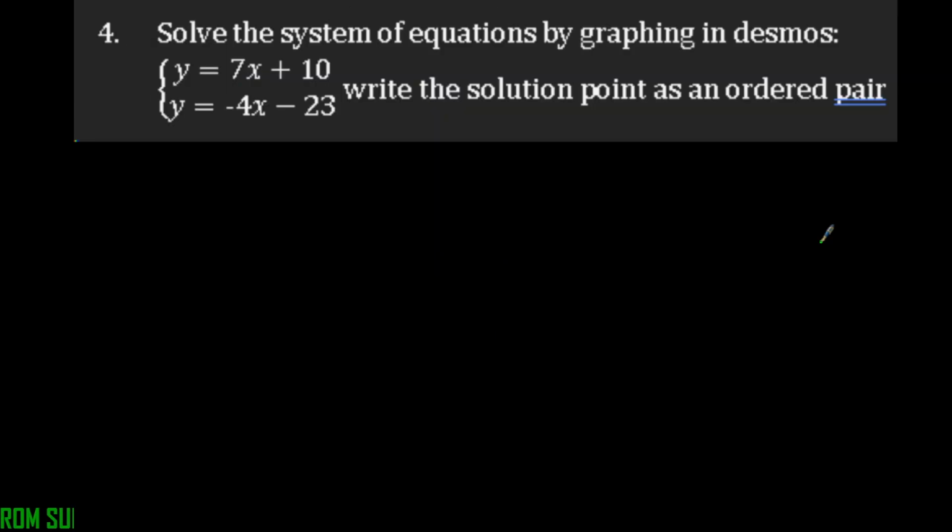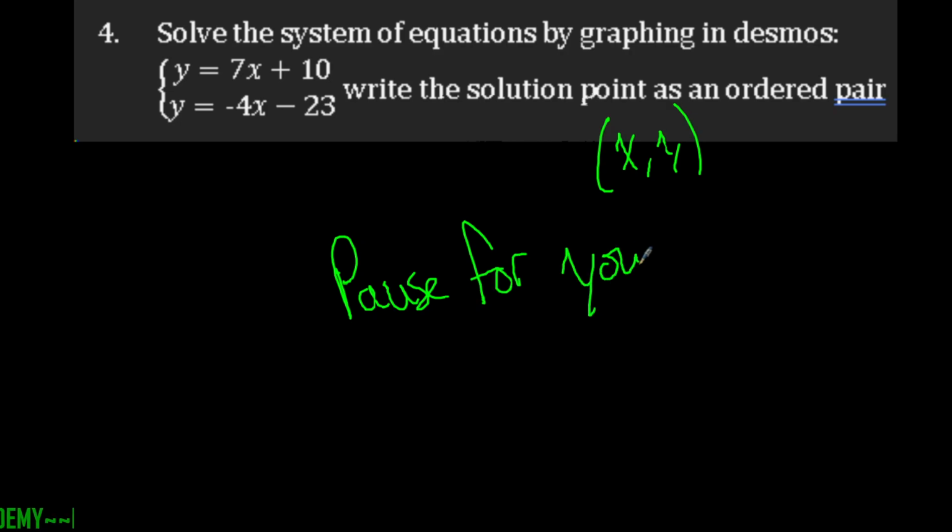All right, and for the last one, it says solve the system by graphing in Desmos. Write the solution as an ordered pair, and again, that's just an x and a y value. So this time, make sure you can pause for your turn. Again, real simple, graph it out, find where they intersect, write that point down. Be sure to flip it over and do the exit ticket as well. Be sure to ask questions and check with me.